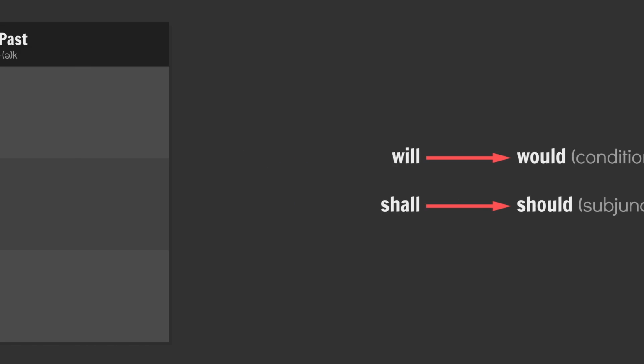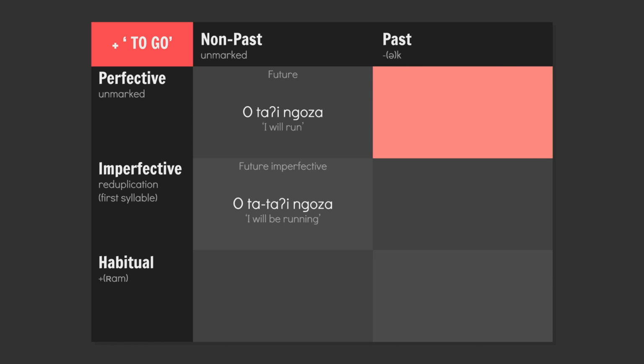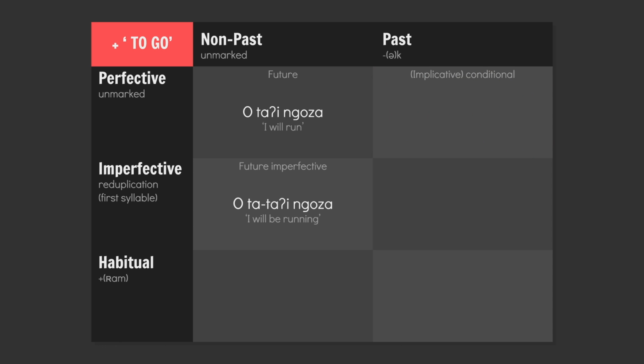A similar thing could happen here in oa, so rendering to go in the past perfective may be used as a conditional, marking things that would occur if some condition is met. Okay, so o ta'i ngoza would mean something like I would have run if the weather was good.